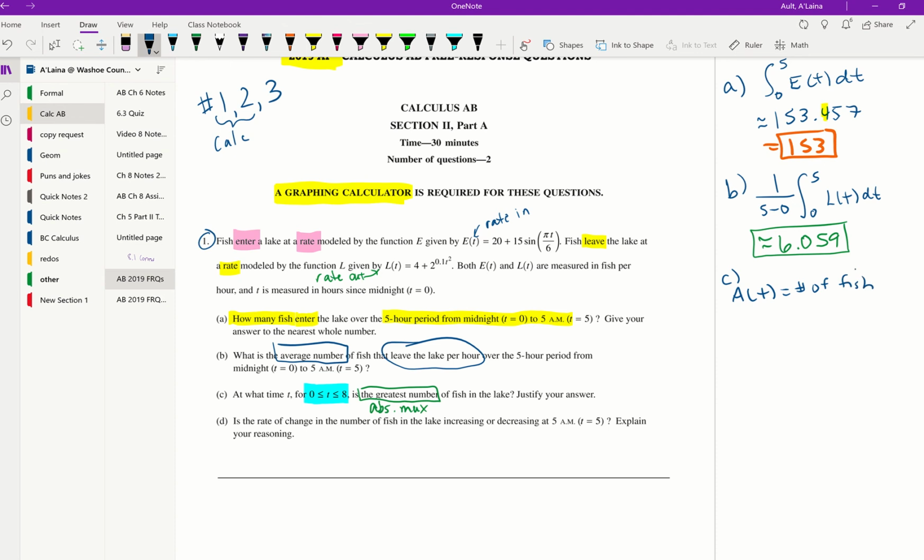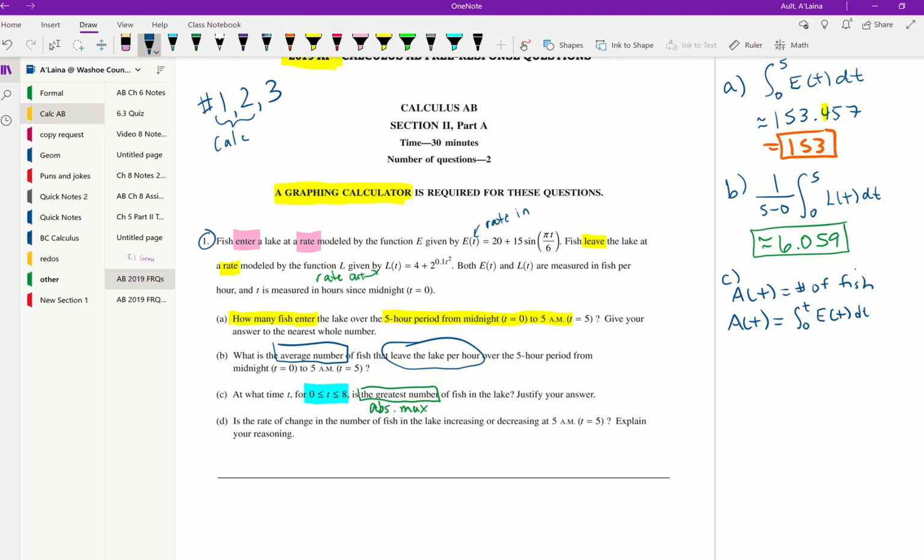So I'm going to look at the number of fish, specifically as being the number of fish coming in, starting at time 0. Now, this is the E, remember, is the rate of fish coming in, but I'm going to think of this as the number of fish is what I really want. So I'm going to integrate this.